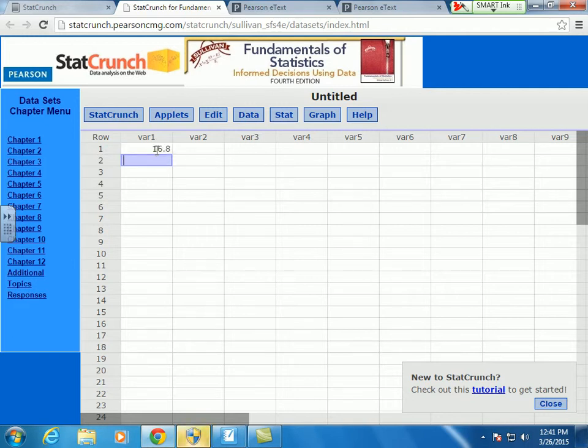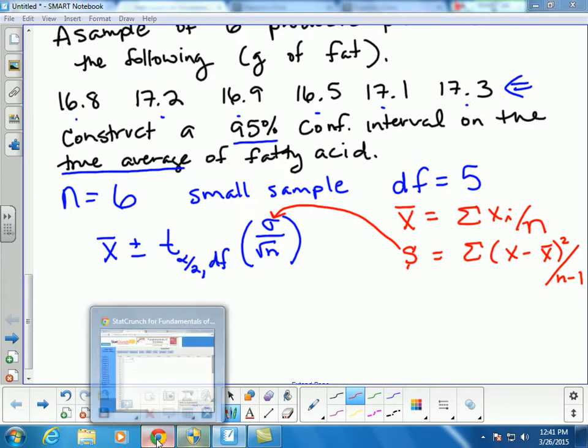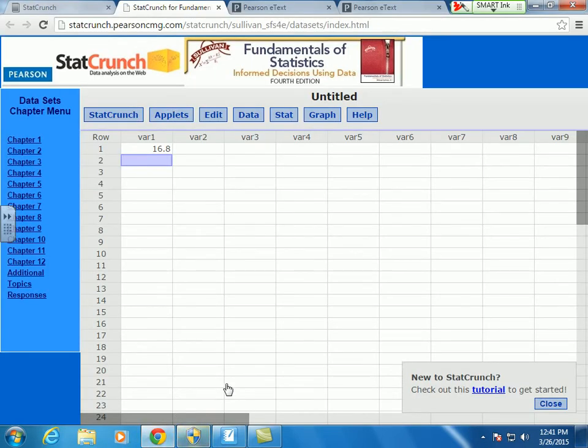Right, so I'm just entering the data from that right here: 16.8, 17.2, 16.9, I have a 16.5, a 17.1, and a 17.3. I'm entering those into StatCrunch. So I've entered it in. Notice I have all 6 of my data points in there.